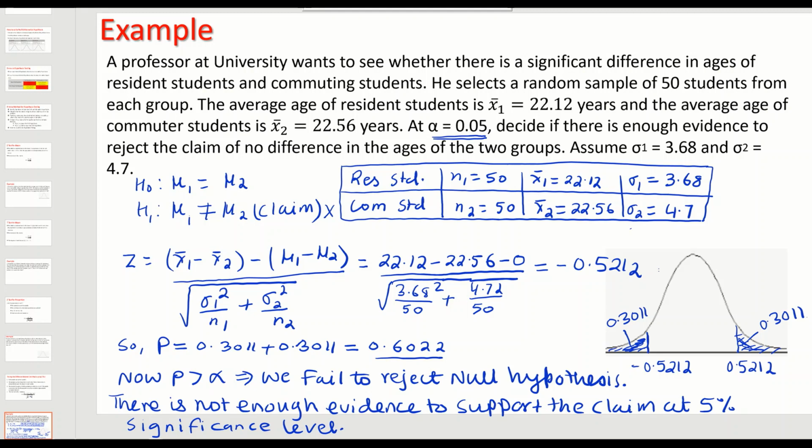So that is the end of this example. We are testing whether the claim that there is no difference in the age of the two groups of students, the resident students and the commuter students, is true or not. But we saw that that is a false claim. So there is not enough evidence to support the claim.